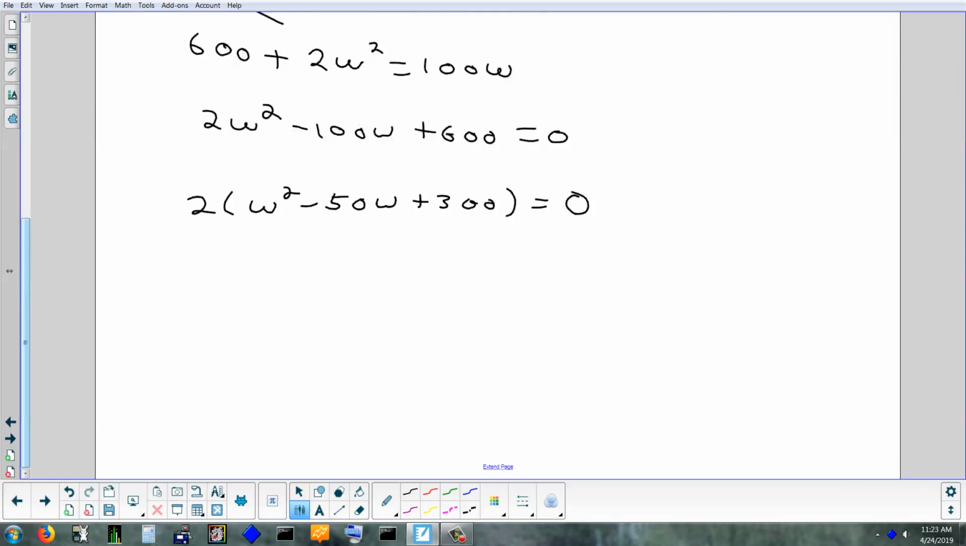All right, so now let's see if we can factor that. We're trying to think of 2 numbers that would multiply to give us 300 and add to give you 50 or negative 50. Anybody think of 2 numbers that multiply to give you 300? Add to give you negative 50. And we could start making a chart. 1 and 300, 2 and 150, 3 and 100.